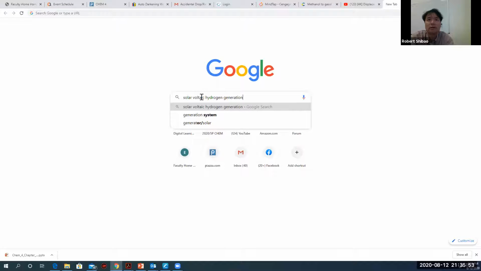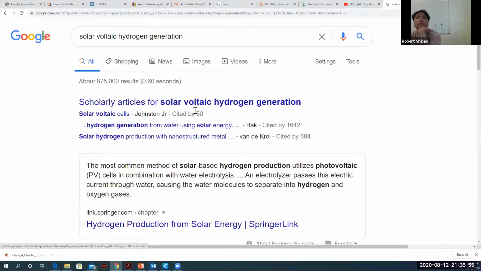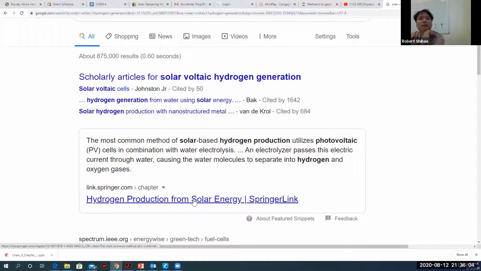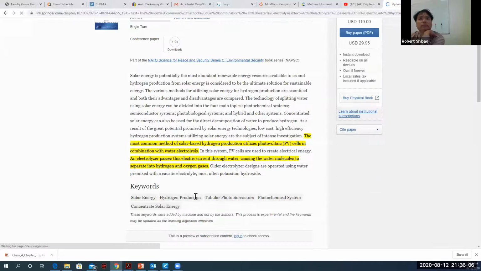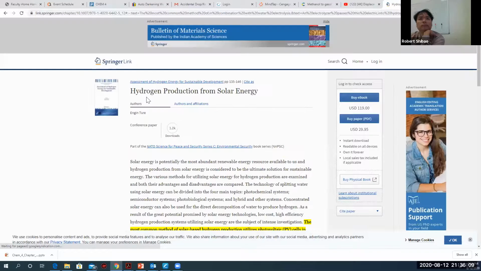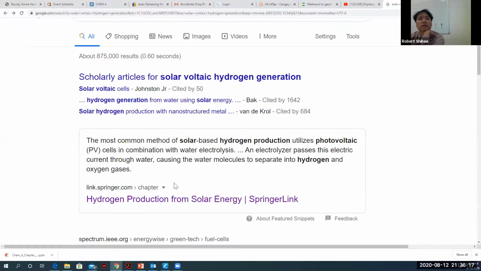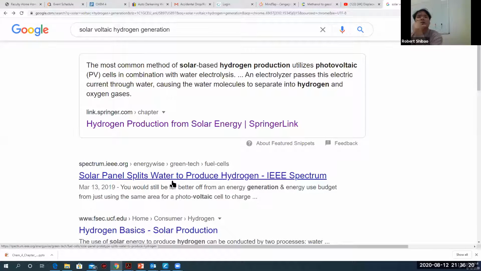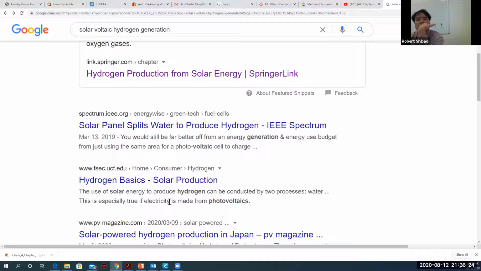I don't think I need a generator here. So let's see a recent article. The most common solar-based method is to use photovoltaic cells. Scholarly paper: assessment of hydrogen energy for sustainable development. Yeah, a lot of people are very interested in this because this is making hydrogen infrastructure.